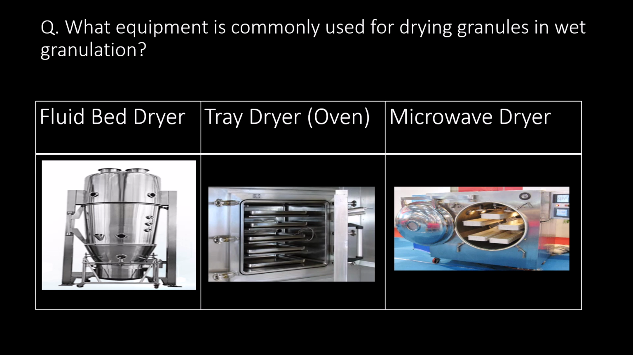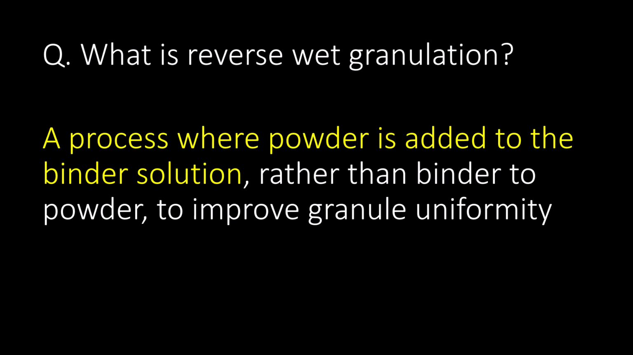What equipment is commonly used for drying granules in wet granulation? Fluid bed dryer, tray dryer, and microwave dryer are the equipment that are very commonly used for drying of granules in wet granulation.